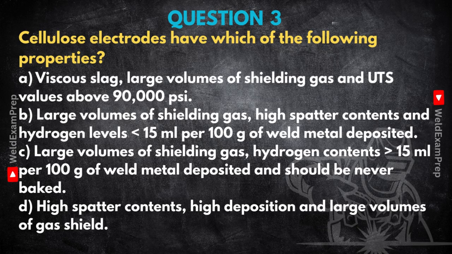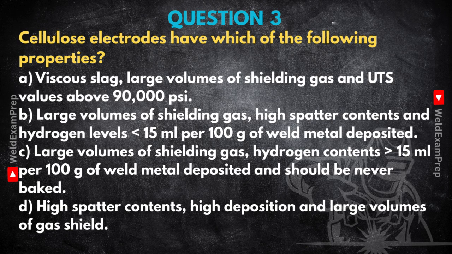Options are A, viscous slag, large volumes of shielding gas and UTS values above 90,000 psi. B, large volumes of shielding gas, high spatter contents, and hydrogen levels 15 milliliters per 100 grams of weld metal deposited. C, large volumes of shielding gas, hydrogen contents 15 milliliters per 100 grams of weld metal deposited and should be never baked. D, high spatter contents, high deposition, and large volumes of gas shield.